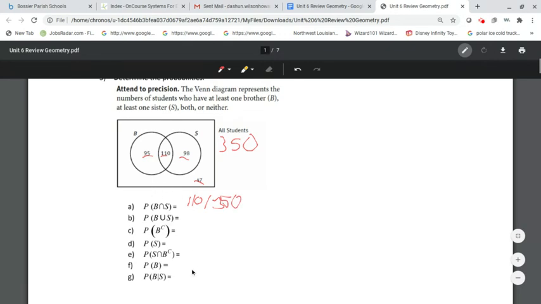All right, the union is boys or girls. Union means or. I mean brother or sister. I'm saying boys or girls. So we're going to do either or. So that means we're going to add everything in these circles. So that will be 95 plus 110 plus 98. And we're going to divide it by 350, and that will give you that answer. So that is the union. All right, let me erase that.